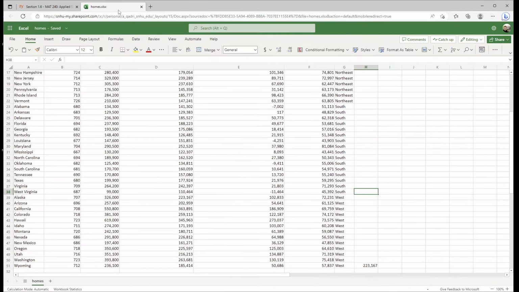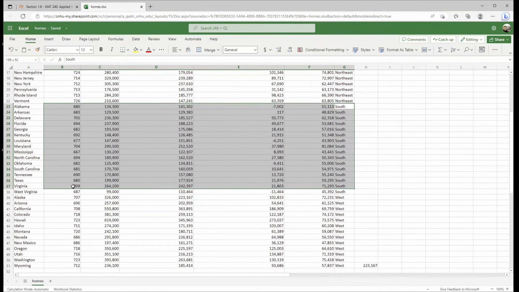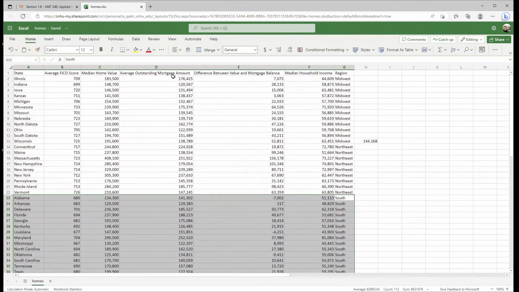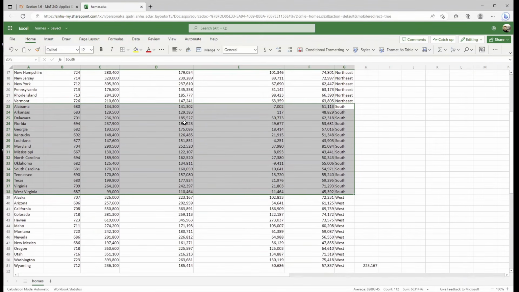Let's look at this here. The data for states in the South is shown here. These are all the states in the South, and the outstanding mortgage amount balance is here. So we're looking at column D. This is the range of data that we want to use to calculate the standard deviation. In this scenario, we're calculating the standard deviation based on the population.